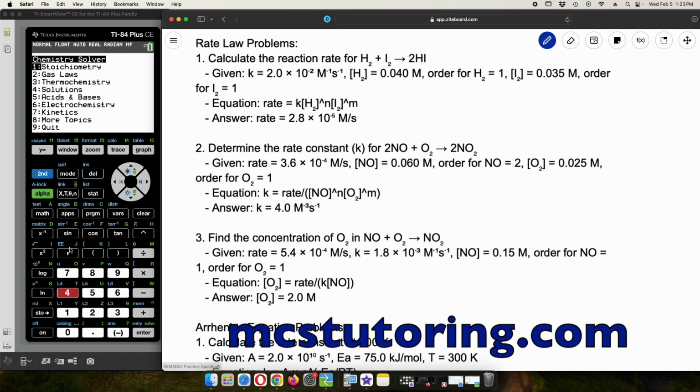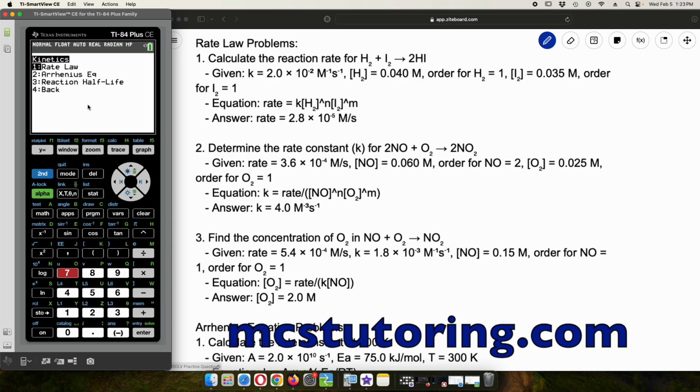So we're going to go over kinetics today. So let's go option 7. I just want to show you the basics. We've got the rate law at first, so we can solve for any of the missing variables there. Then we also have the Arrhenius equation, and again, solve for any missing variable there.